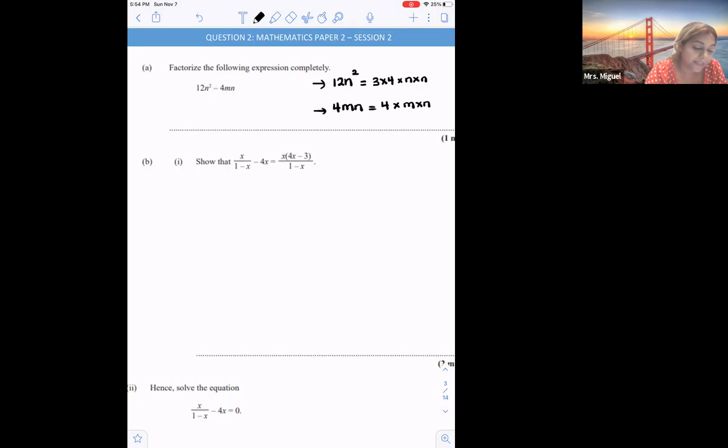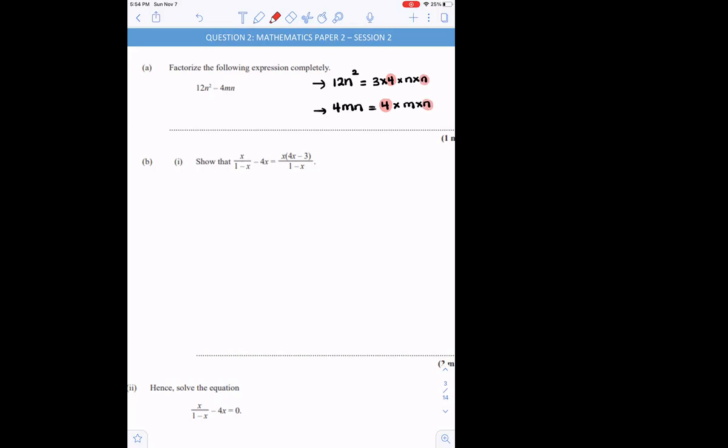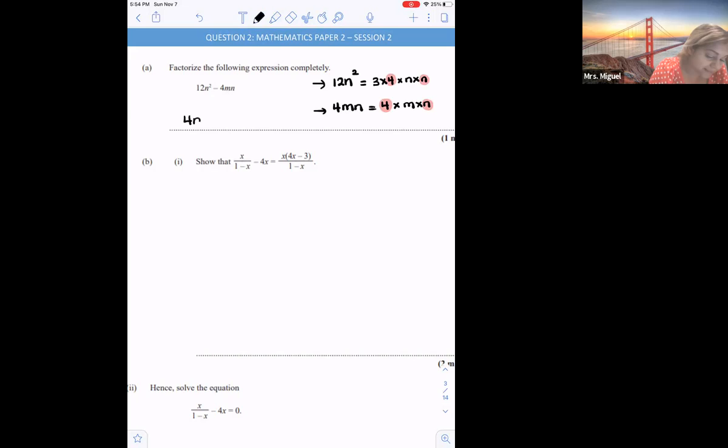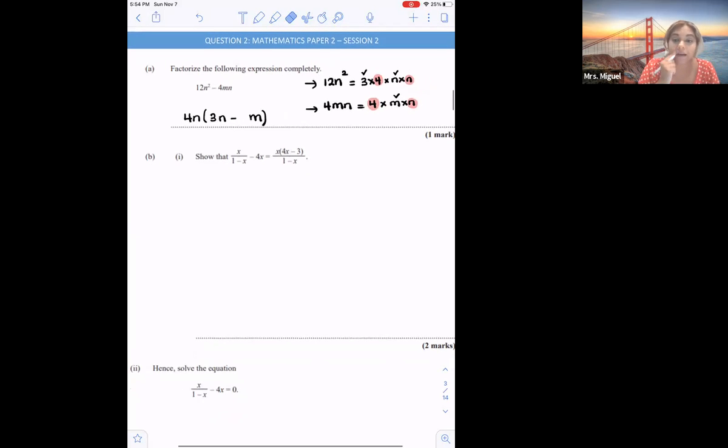All right. We have 4. What other terms are found in both expressions besides 4? We have n. Do you all see that? Very good. So 4n is common. So that goes outside. And whatever I didn't circle, 3 by n, goes inside the bracket. So here I have completely factorized that expression and I will get my 1 mark.